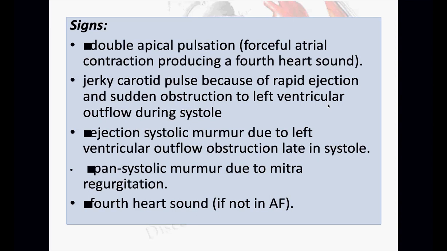Next slide. Signs. On examination, we see double apical pulsation due to forceful atrial contraction producing a fourth heart sound. Jerky carotid pulse because of rapid ejection and sudden obstruction of left ventricular outflow during systole. On auscultation, we may hear an ejection systolic murmur due to left ventricular outflow obstruction in late systole, and even a pansystolic murmur due to mitral regurgitation, and even a fourth heart sound due to active atrial contraction if the patient is not in atrial fibrillation.